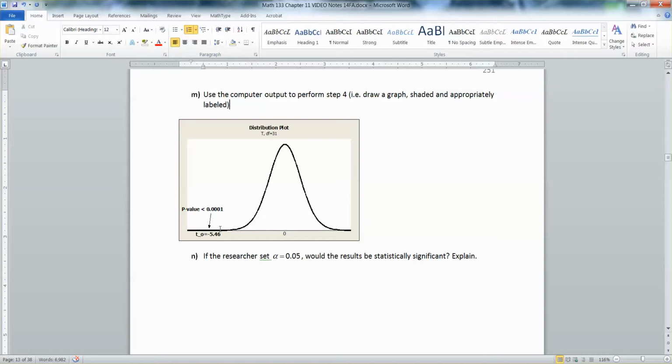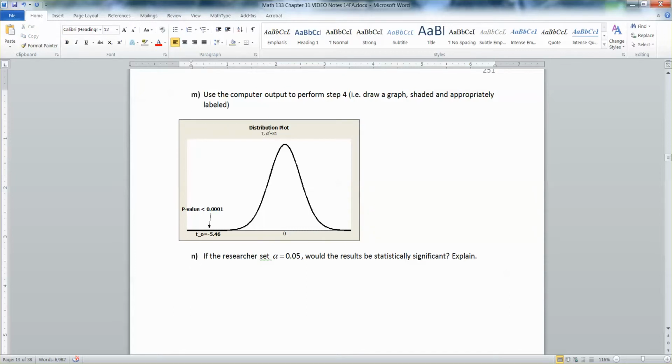So you can see it's very, very small, so minuscule that Minitab basically just calls it 0 and calls it a day. All right, so there's step 4. We did that. We drew our normal curve, or actually our t-curve, with degrees of freedom equal to 31. And then we put the test statistic over here on the left and the p-value there.